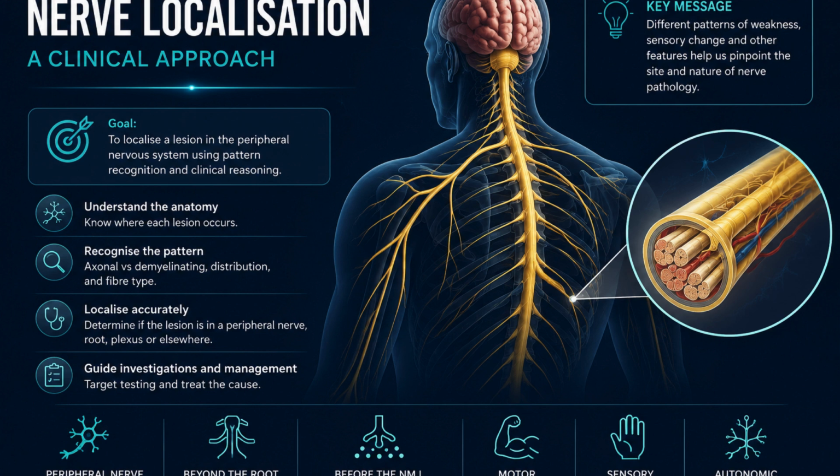Peripheral nerve localization is about using clinical patterns to identify where the lesion is and what type of nerve pathology is present. In this video, we will focus on recognizing peripheral nerve disease after the nerve root and before the neuromuscular junction. We will look at motor, sensory, and autonomic features, then use the pattern of involvement to distinguish axonal from demyelinating neuropathies, mononeuropathies, and root lesions. This approach helps guide investigations and management.